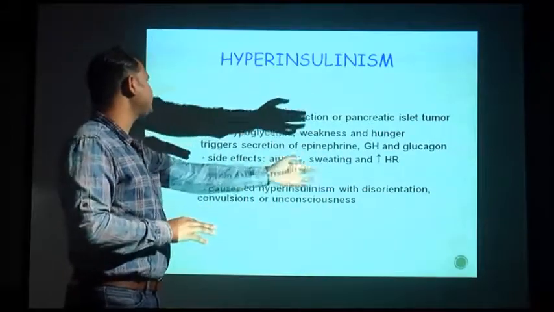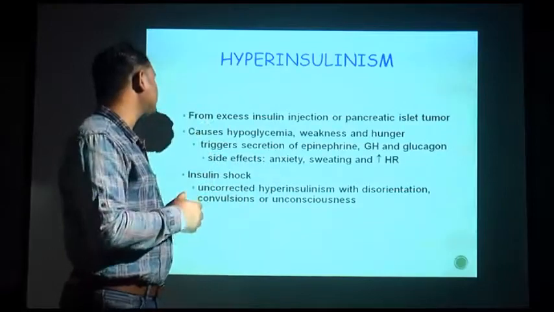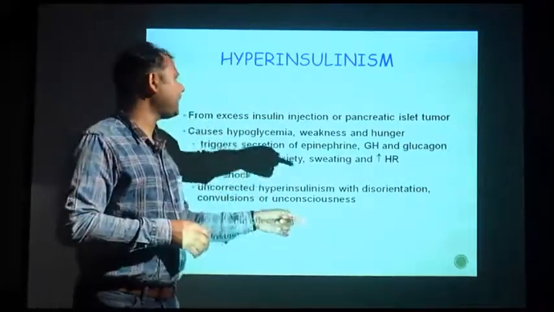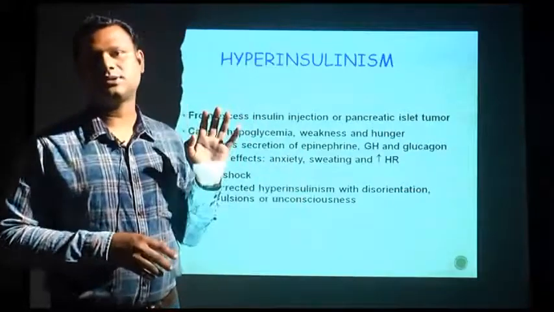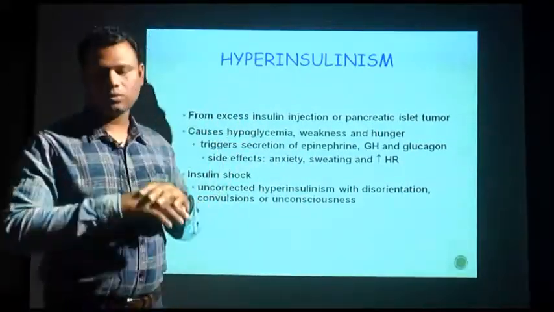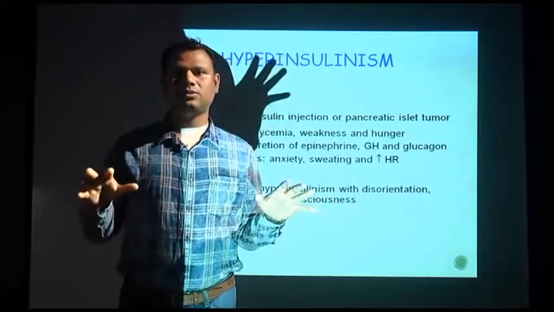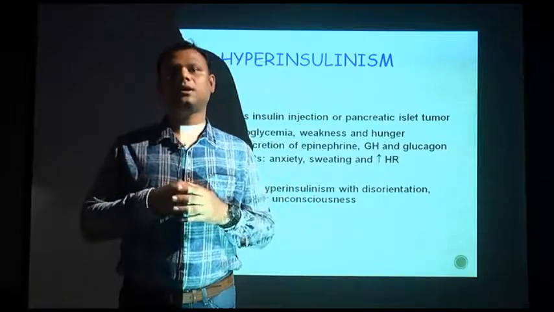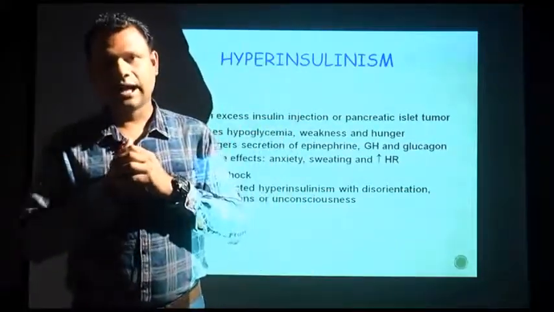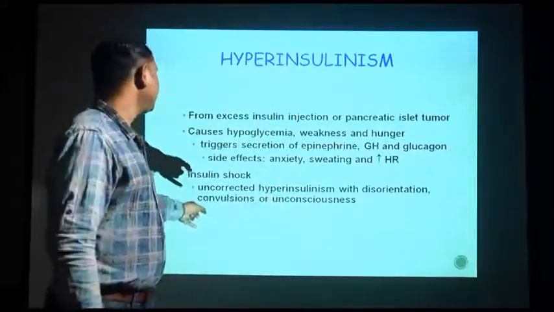So what happens if the production of epinephrine, growth hormone and glucagon increases? The side effects are anxiety, high sweating and a high hormonal response. Overall the body responds in a dramatic way towards the hormones, where the response of the cells increases drastically. As a result, the person can become faint. That is called insulin shock.